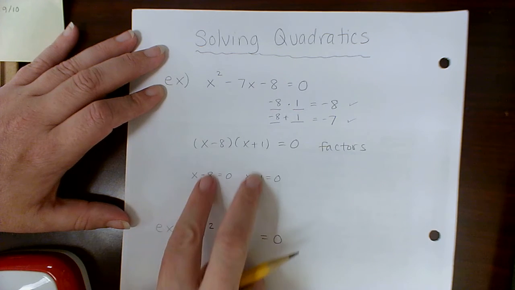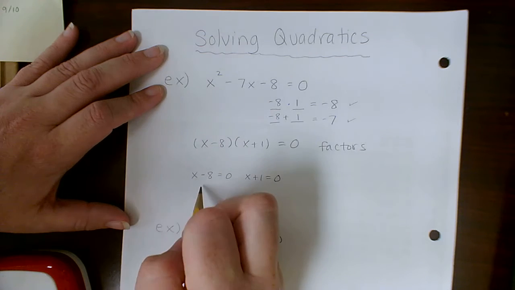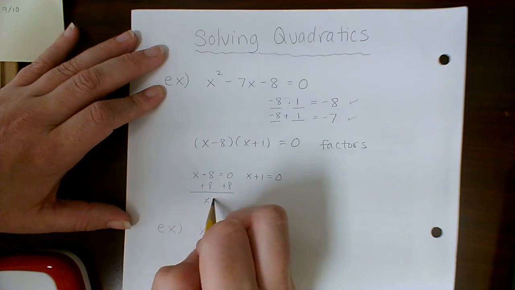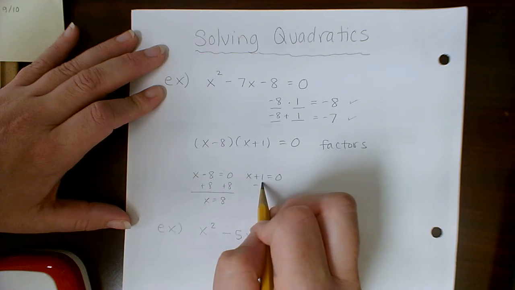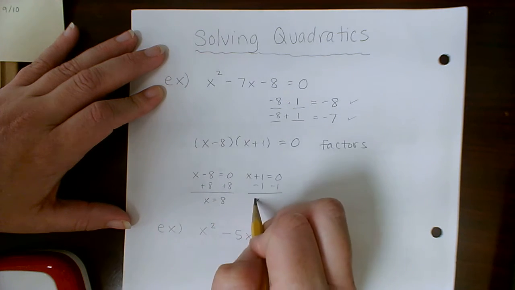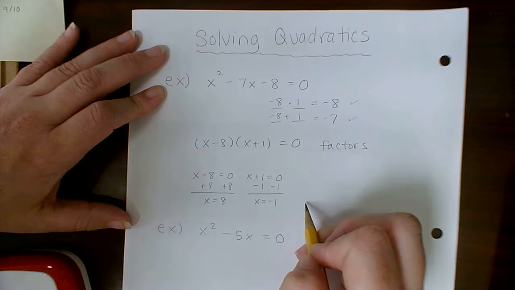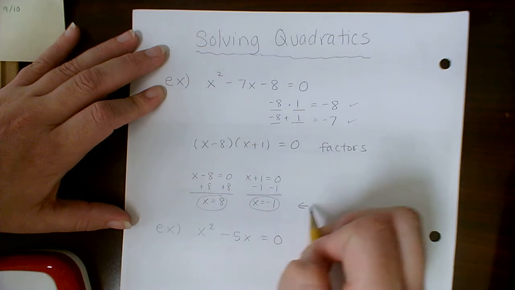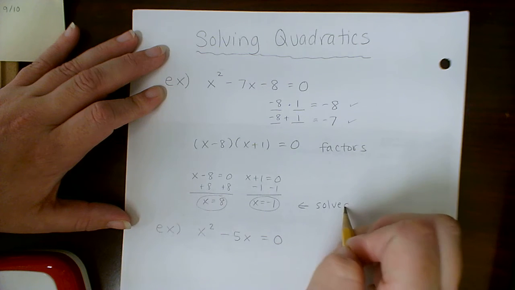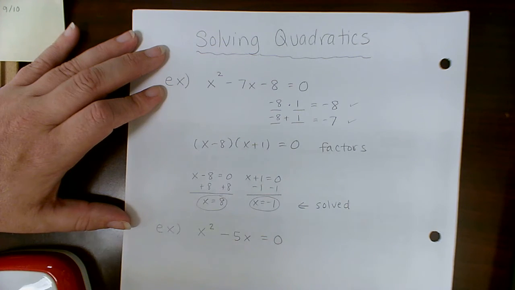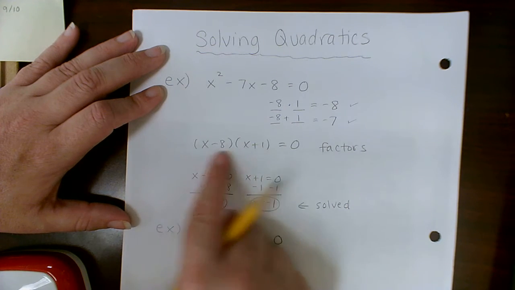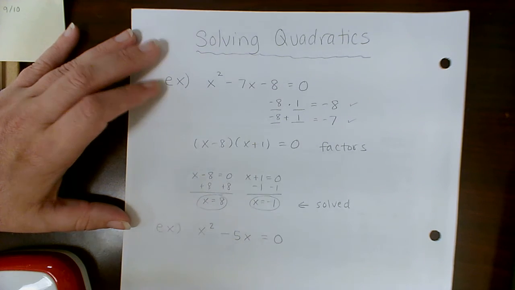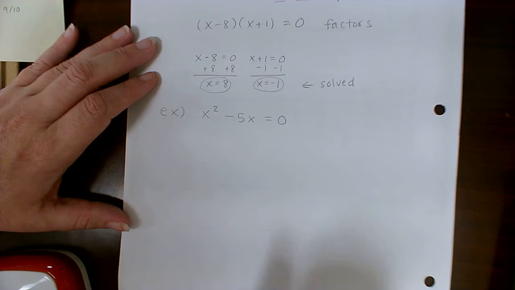So once you have the factors, you set them each equal to 0 and you solve them. On this one, I will add 8, and on this one, I will subtract 1. Now those are solved. So that answers my first example. Again, big difference, factored, solved, and we are looking on solved this week. Let's try one more time.